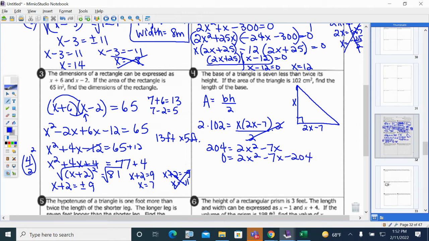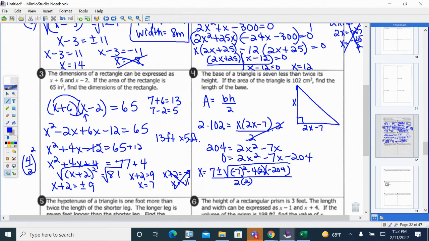And I'm going to solve by, I would probably solve by factoring. Let's try the quadratic formula just for giggles. So if I use the quadratic formula, I get x equals the opposite of b plus or minus the square root of b squared minus 4 times a times c, divided by 2 times a.